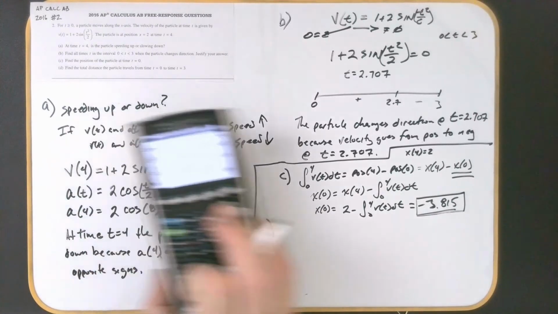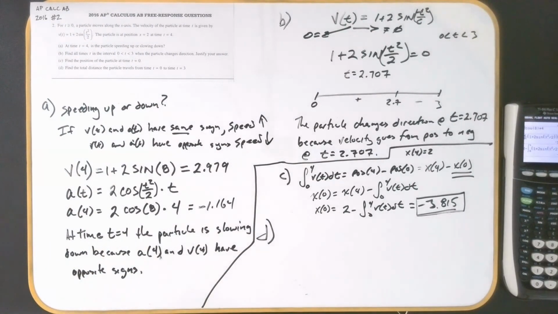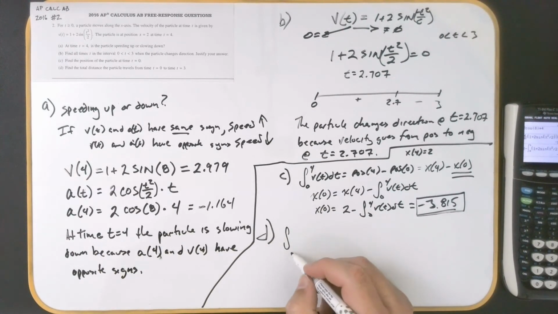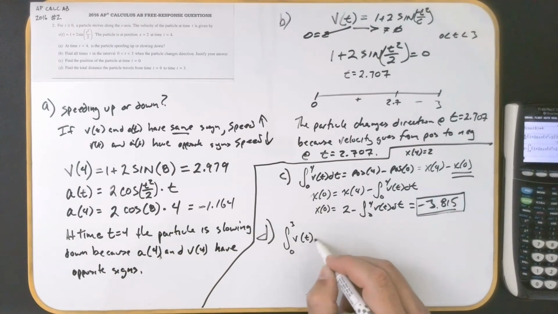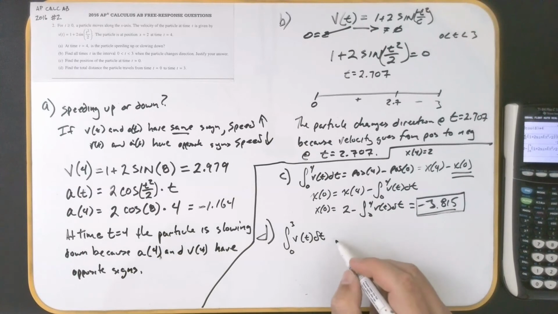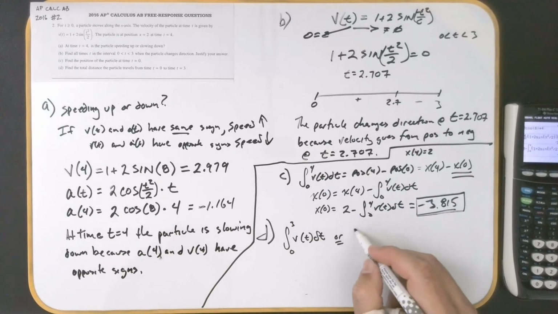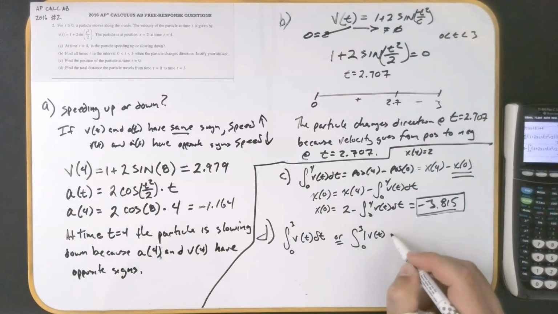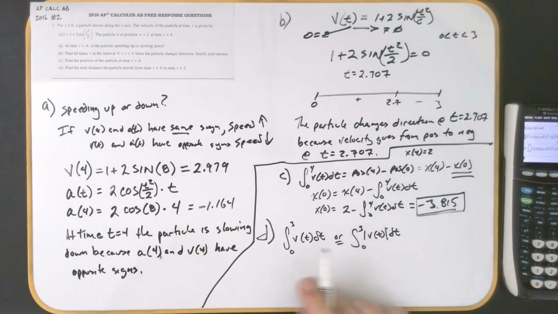Part D says find the total distance the particle travels from time equals 0 to time equals 3. Well, here's what they're testing you on here. You want distance traveled? Well, if you want distance traveled, you have to think to yourself, do I integrate the velocity from 0 to 3? Or do I integrate the absolute value of the velocity from 0 to 3? These are two very different questions here. And since it says total distance, it's going to be the second one.